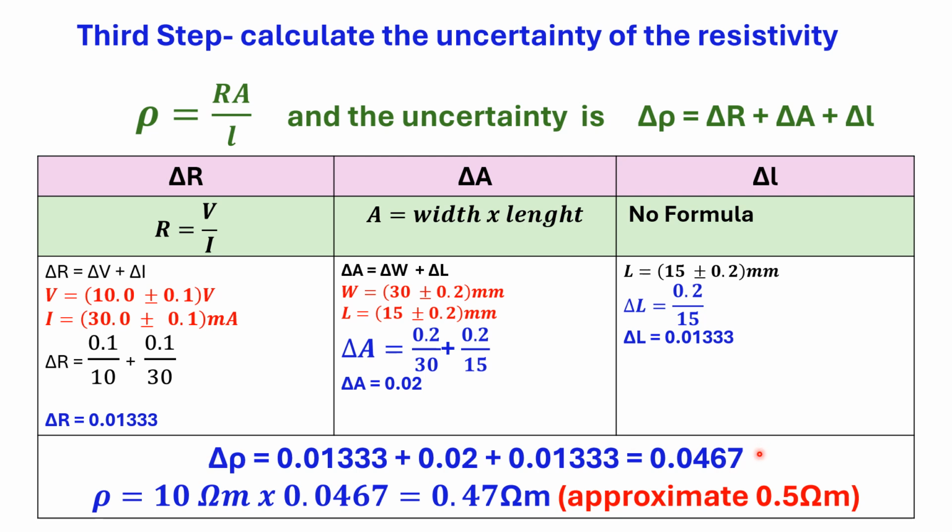Now, because the uncertainty of the resistivity does not have units, we need to add a unit. How do we do that? By multiplying by the value of the resistivity that we calculated before. And so this times this uncertainty is 0.47 ohm meters. Usually for uncertainty it is good practice to use just one significant figure. So we are going to round to 0.5 ohm meters.